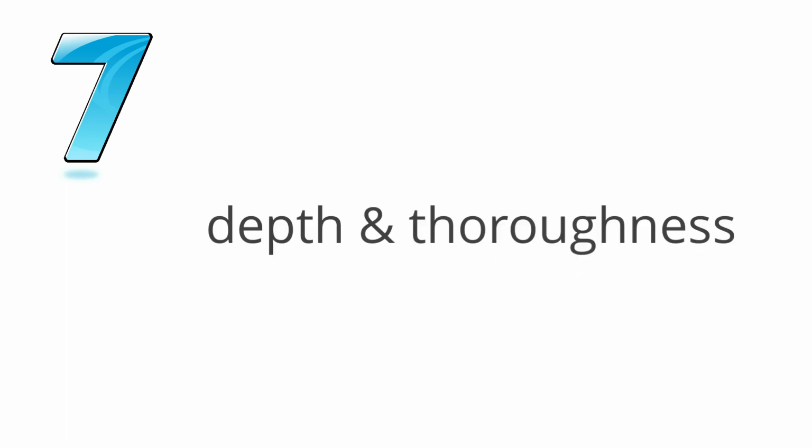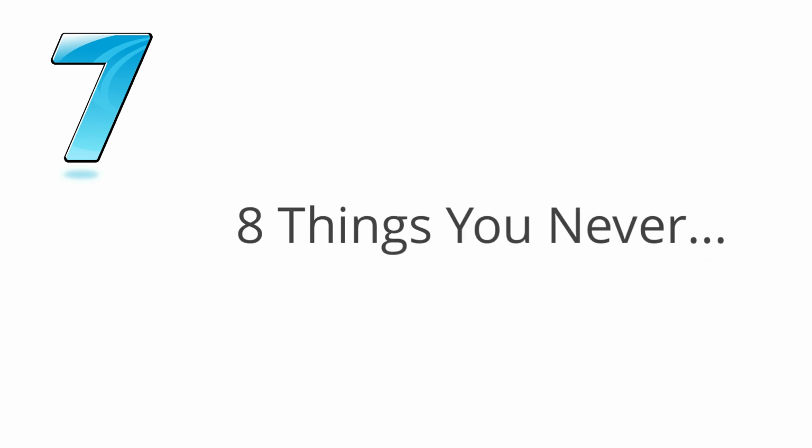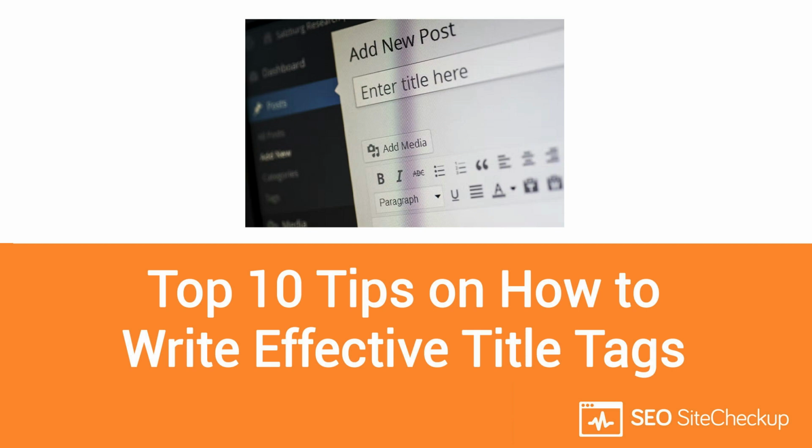Depth and thoroughness. There's a clear correlation between page length and rankings. Readers want high quality and in-depth resources. Lists. Readers love lists, so if you're using a list in your content, be sure to include a number in your title tag. The 7 best, the top 10, and so on. Hey, just like I did in this video, haha.